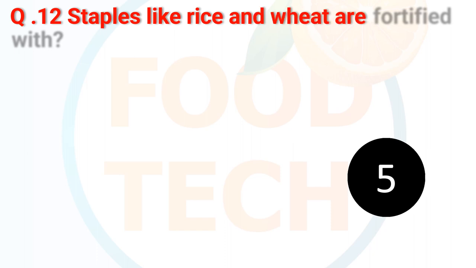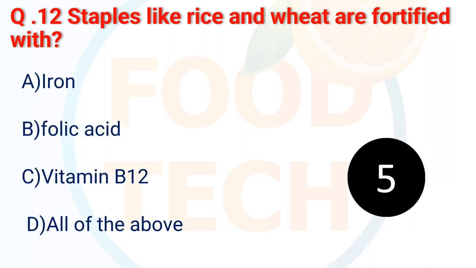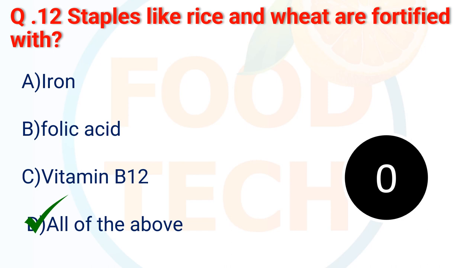Question 12. The staple like rice and wheat are fortified with A. Iron, B. Folic acid, C. Vitamin B12, D. All of the above. The answer is D. All of the above.